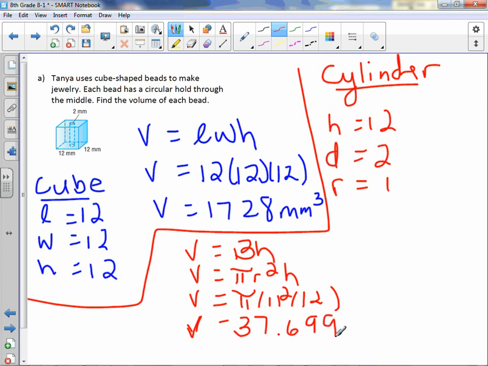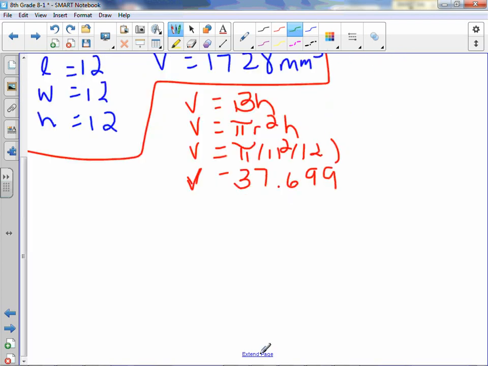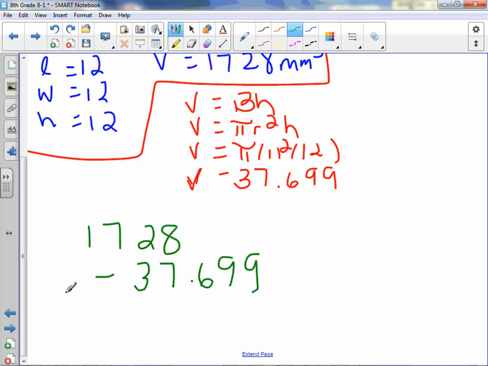Okay, so we have our cube and a cylinder, but the cylinder portion is a hole. So imagine that cylinder being taken out of that cube. That would mean we would have to subtract the two volumes. So we would subtract 1,728 minus 37.699, and we would get 1,690.301.